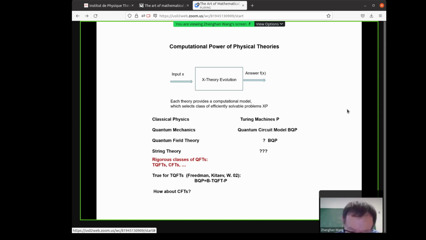Since I'm a mathematician, I want to do things rigorously, and there are not many classes of quantum field theories which mathematicians can understand or have a definition. Two large classes I know of are topological quantum field theories and conformal field theories. The first time I thought about quantum computing was to prove the theorem with Michael Freedman and Alexei Kitaev around the year 2000, which is if you put topological quantum field theories into the box, you get nothing new. That's exactly quantum computing. That's actually how we got into topological quantum computing in another way.